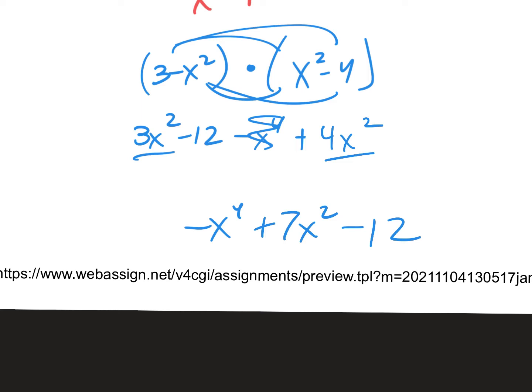Guys, do I have any domain restrictions here? No. Why not? Because there's nothing in the denominator. I'm not breaking any of the rules, am I? So my domain here would be negative infinity to positive infinity.